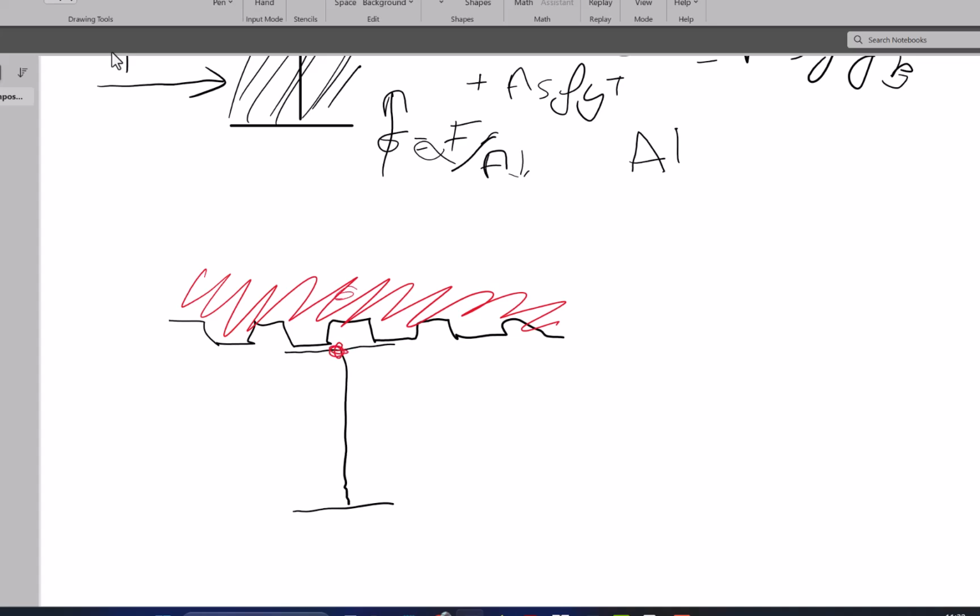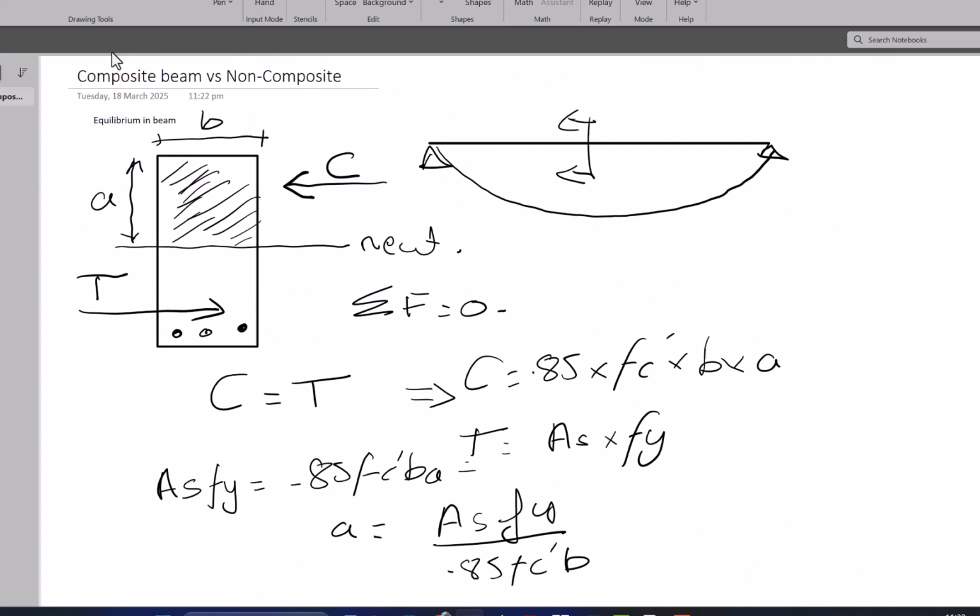This concrete is not becoming a part of this top part of the steel beam to take compression. As a matter of fact, this can be seen as a UDL on top of this beam. So it's an added load. Obviously, when you're designing this beam, let's say this is a 20 feet span.